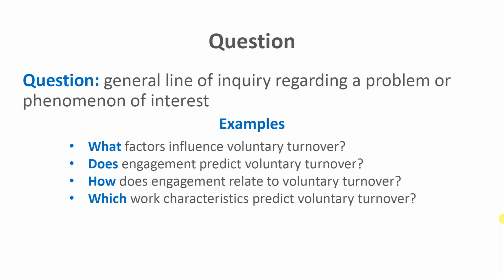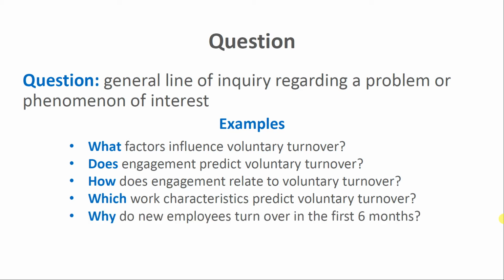Now, the fourth question is which work characteristics predict voluntary turnover? And so here we're saying we're starting with a set, perhaps, of work characteristics that we've identified, and then we're trying to figure out which ones might predict voluntary turnover. And then finally, why do new employees turn over or quit in the first 6 months? And so here we're getting a little bit more specific, and we're actually adding a boundary here where we're saying in the first 6 months, why are people quitting or voluntarily turn over? And here we're focusing on new employees too.